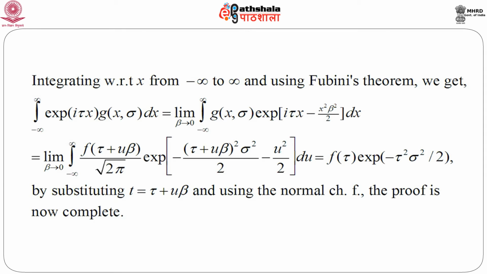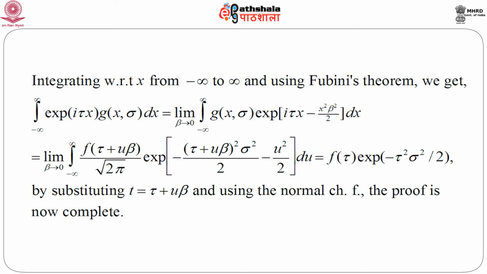So, just integrating again with respect to x from minus infinity to infinity, and using Fubini's theorem, we will get the integral from minus infinity to infinity of e to the power i tau x g x sigma dx equals limit beta goes to 0 of the integral of g x sigma e to the power i tau x minus x square beta square by 2 dx. Again applying the technique that we used in the last page a few minutes back, substituting t equals tau plus u beta, and with a little bit of simplification and applying the limit beta goes to 0, we end up with this expression: f tau into e to the power minus tau square sigma square by 2.